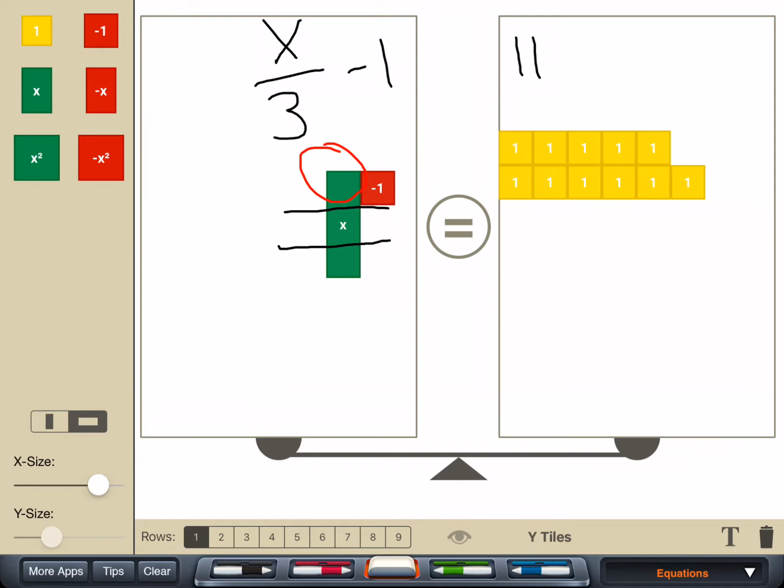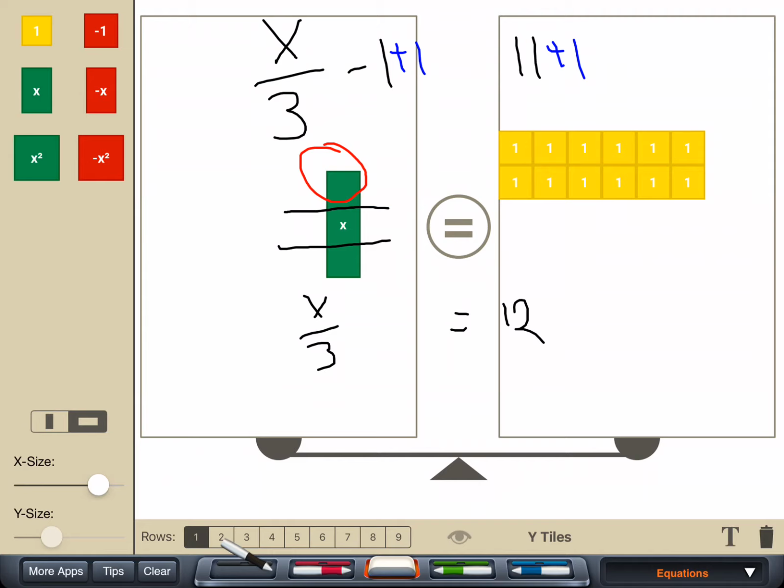So the first thing I'm going to do is get rid of the constant, which is my subtraction of 1, and I'm going to do this by adding 1 on this side and adding 1 on this side. So what I've done is this: add 1, add 1. Get a zero pair here so I can remove it. So what I'm left with, and I'll write it down here, is a third of x, which equals 12.